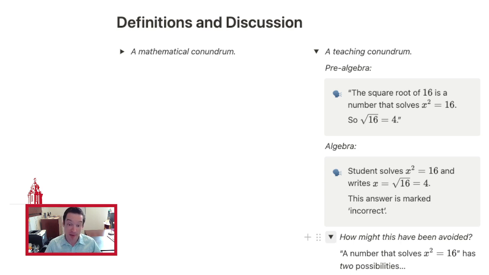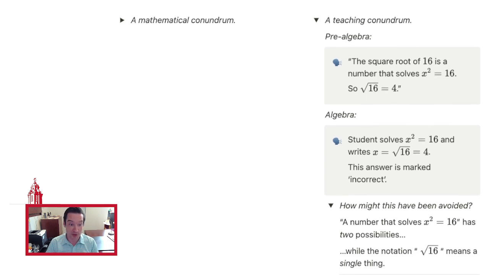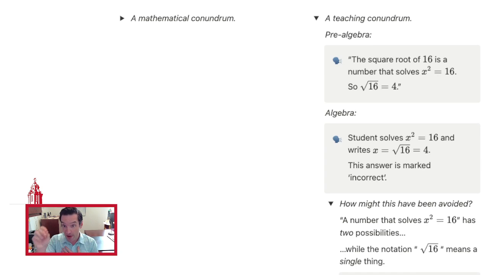Some teachers are very careful about this. Some textbooks are very careful about it. Some textbooks are not very careful about this, which means some teachers are also sometimes not careful about this. So if we just say a number that solves x squared equals 16 is what we mean by the square root of 16, there are two possibilities for what that number could be, a positive version and a negative version. Right? Whereas if I write radical 16, I mean a single object.